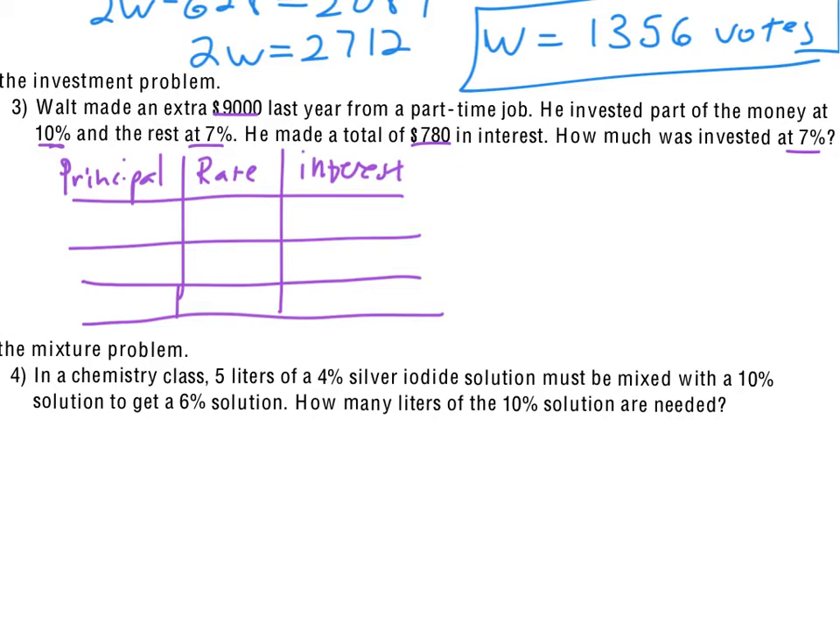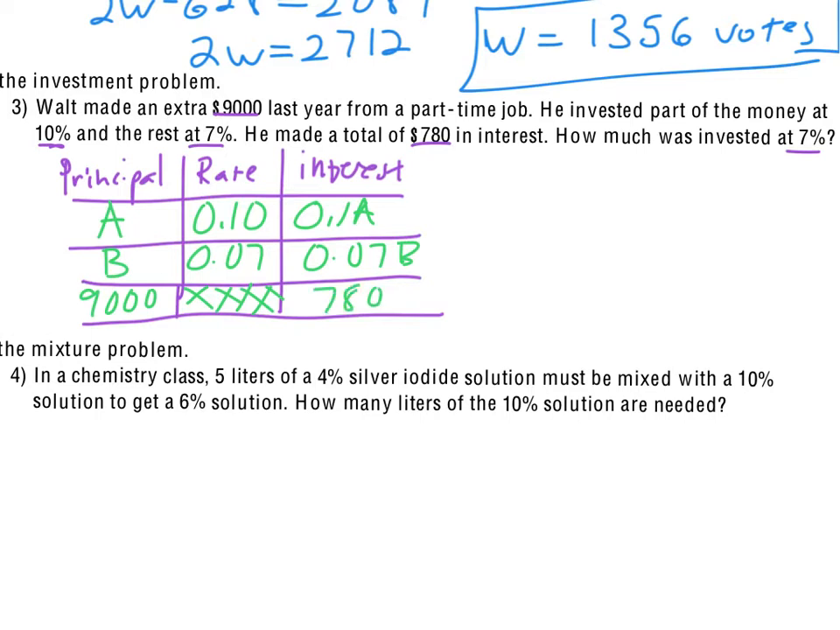Alright, so I've got that made up, so we'll go ahead and fill this in. Let's see, so he invested part of the money at 10%. I'm just going to have that 10% be A, and again we can keep track of that by the way the row is set up. So the interest there would be 0.1 times A. The rest will be B, which is 7% interest, so 0.07B. A plus B total had to be $9,000. We're not worried about what the average interest rate was, and we know the total interest was $780.